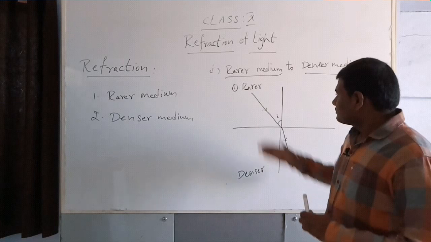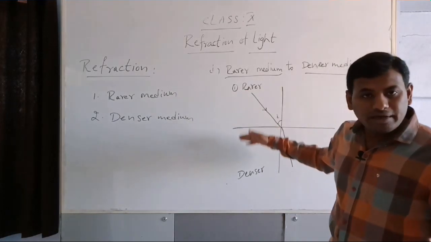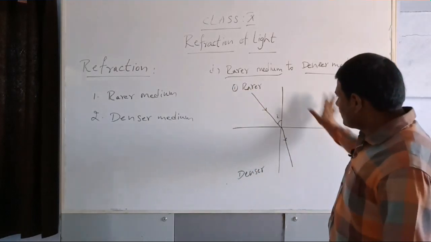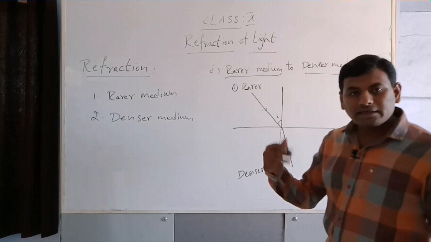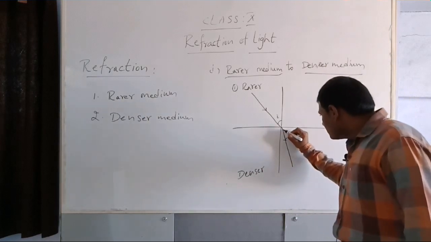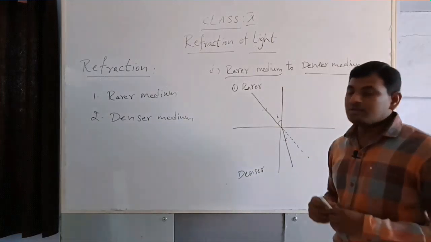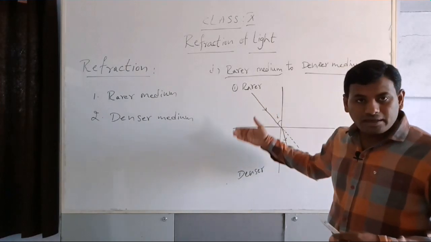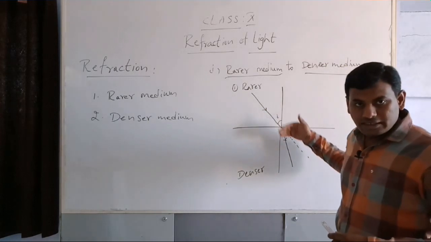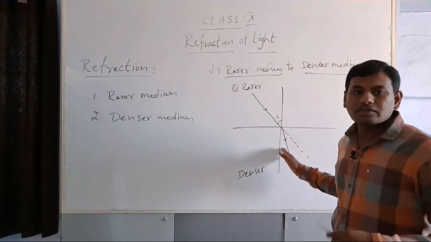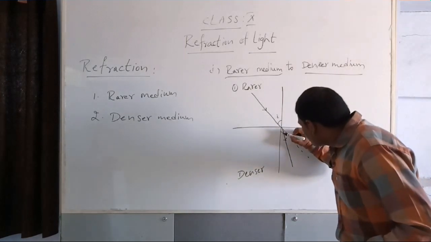See, consider this. When there is no change in mediums, if these two mediums are the same, then there won't be change in path of light. The light ray travels in a straight line. That is, it may go like this. But when there is change in medium, one rarer medium and the other denser medium, then the light ray undergoes change in path because of change in speed of light. So this will be the angle of refraction.